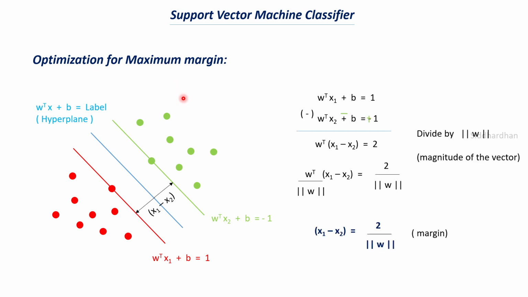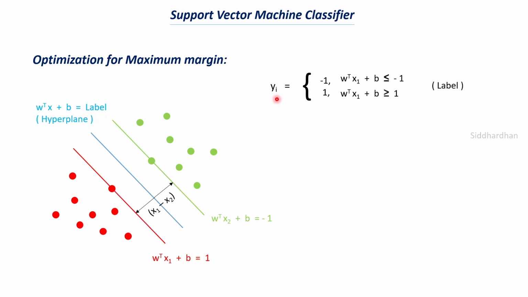Okay, so we have seen previously that this label can have either a positive value or a negative value. So we can simplify this and write it like this. Let yi be the label of each data point. This yi, the label, will be -1 if w transpose x1 plus b is less than -1. If it is a negative value, yi will take the label value -1. If the value is greater than 1, then we will take this as +1.